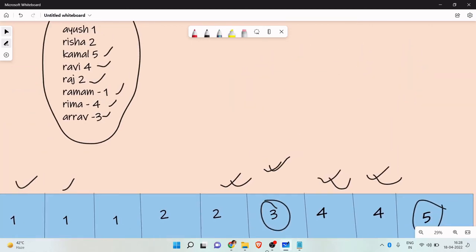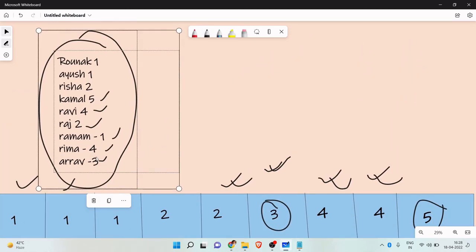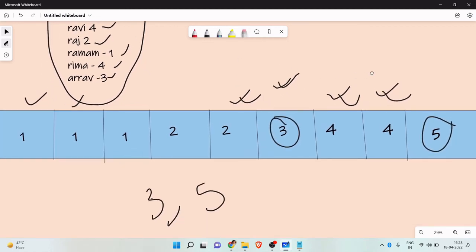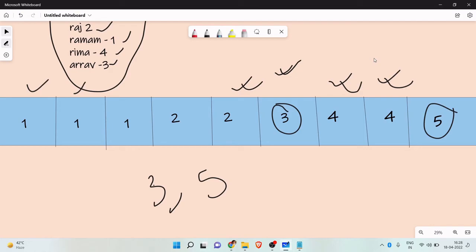So here the number 3 was spoken by Arav. So Arav wins here, and in the rest of the cases, everyone loses the match. So the question is quite simple. Now let's come to the code part.